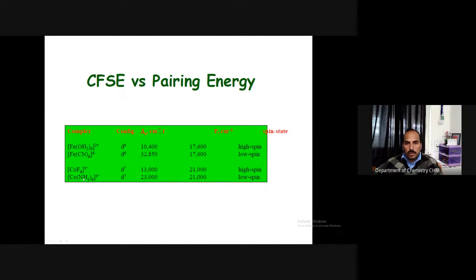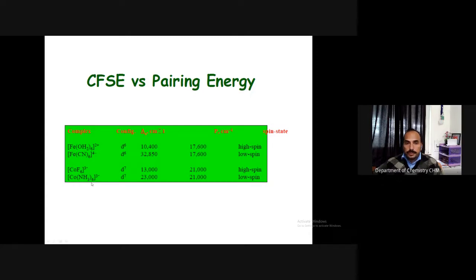Similarly, you can see in case of cobalt hexafluoro 3 minus, so cobalt 3 plus, and cobalt hexammine, again cobalt 3 plus. Both are d7 case. One is 13,000, which is lower than the 21,000 pairing energy. So it will result in a high spin case. While ammonia is a stronger field ligand than fluoride, delta O is 23,000 over here, which is higher than the 21,000 of pairing energy. So again it results in a low spin case. So remember, cobalt hexammine is a low spin case.